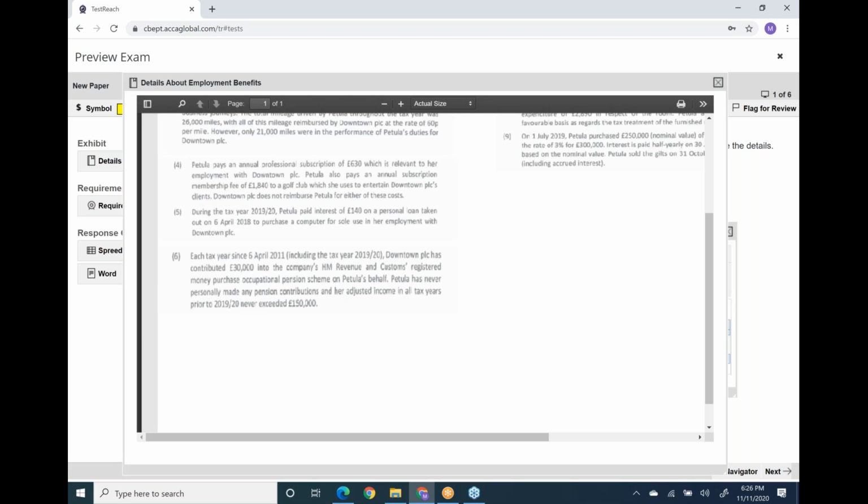So you have 40,000 annual allowance, and you got the relief for 30,000. So still you have unused annual allowance of 10,000, and that will be carried forward to next year. That's all you have to write in this requirement.